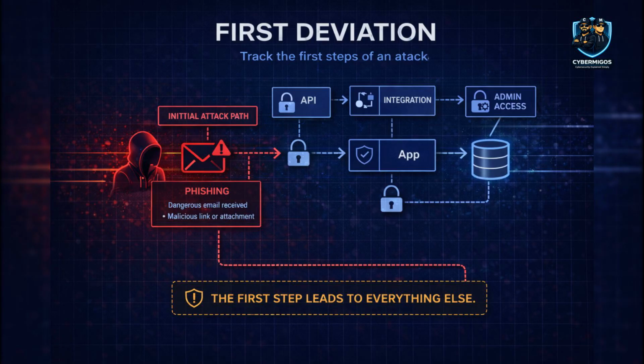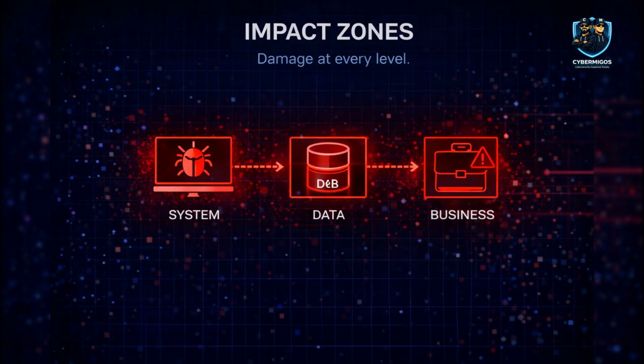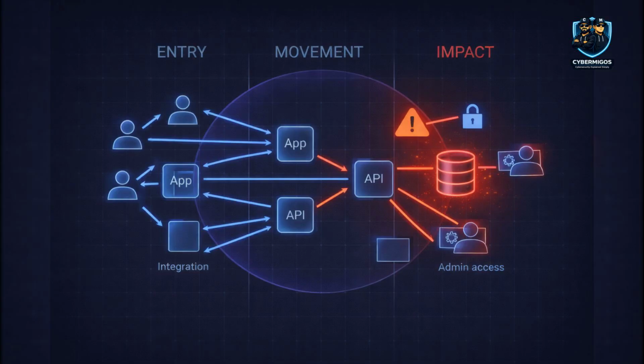What matters next is movement. Once inside, how far can something go? Can it move between services, call other APIs, or access data it shouldn't? This is where most systems become vulnerable. And finally, impact. What can actually be reached? Sensitive data, admin access, critical systems. Because risk isn't just about entry, it's about how far that access can spread and what it can ultimately affect. So when you're threat modeling, you're not just asking what could go wrong, you're asking where something can get in, where it can move, and what it can reach.